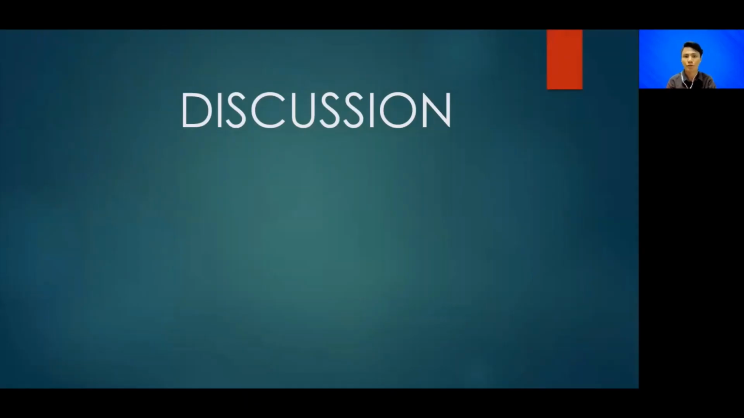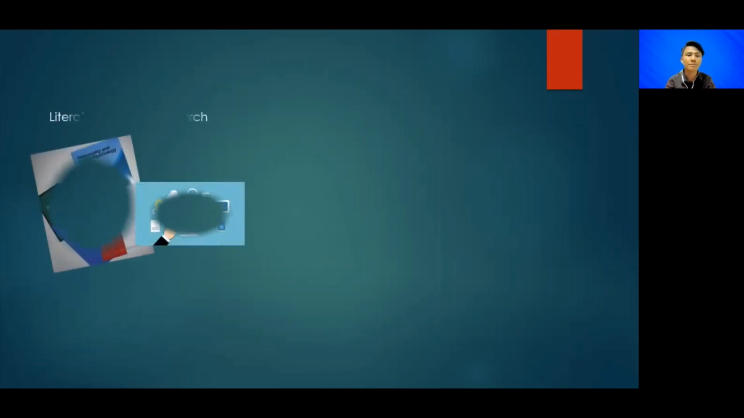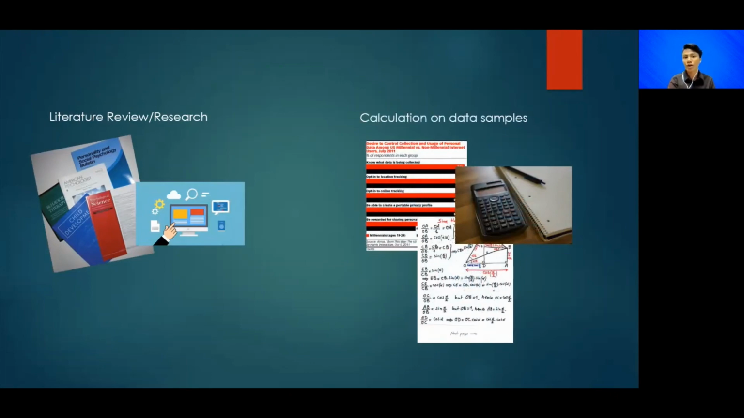I am Muhammad ASRAF bin NORDIN, and I would like to present to you the discussion and conclusion of the project from Group 9. This project studied the relationship between rainfall and flood discharge probability. It has been successfully done in 2 parts. First, the literature review or research, done through journals, research papers, and technical papers. And the second is the calculation on data samples using 3 rainfall data stations and also 1 water level point.